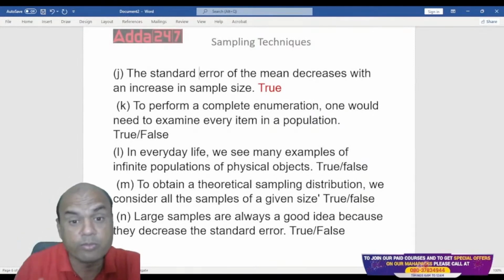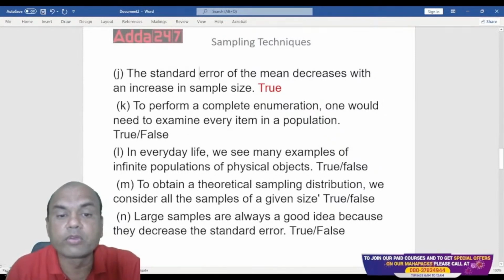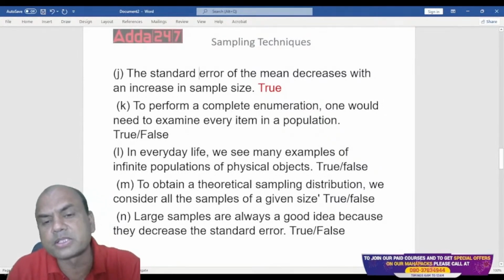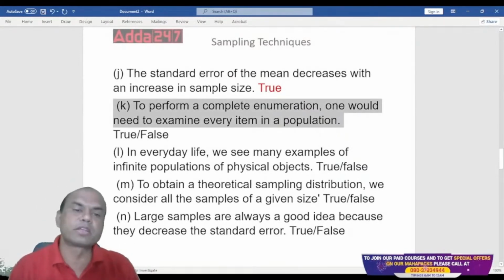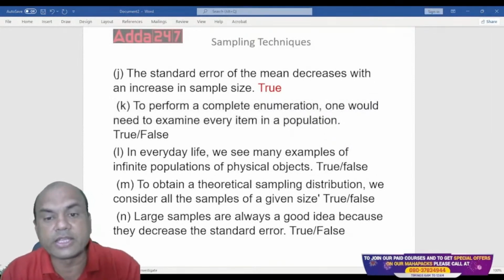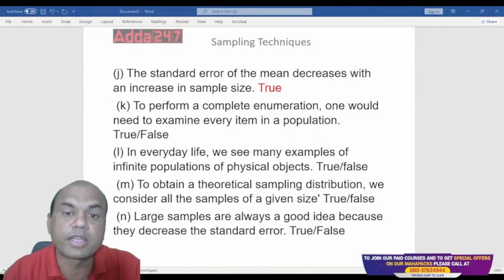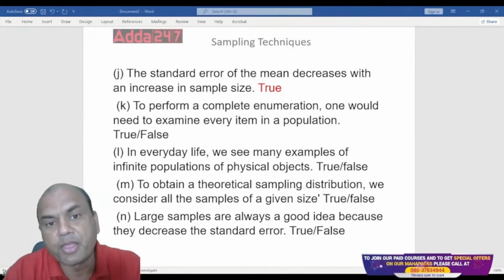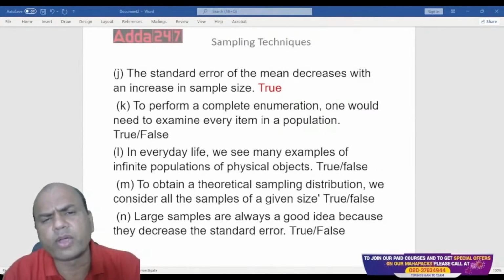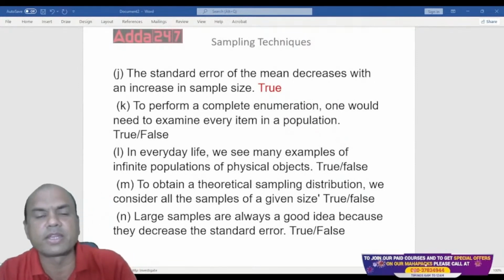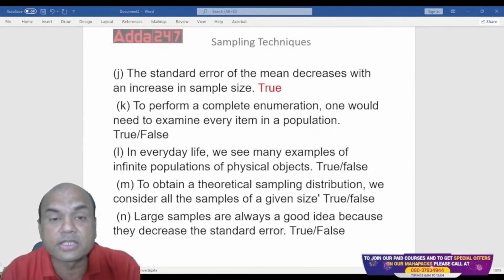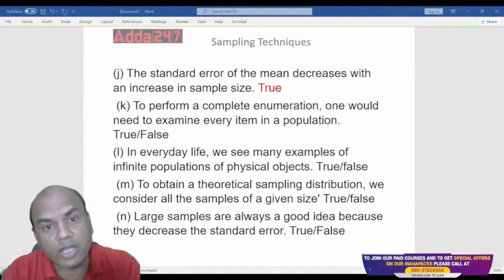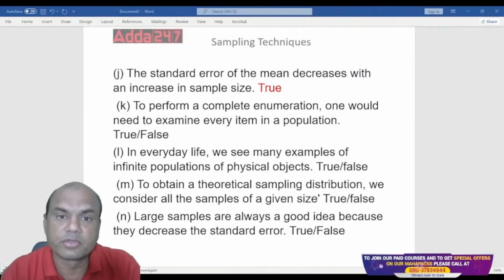Okay. To perform the complete enumeration, one would need to examine every item in the population. Means to do some survey. It's that simple. Suppose I have to do some survey, so will I have to survey each and every element of that sample size? Suppose I have been told to find out the average salary in any city, in Delhi, let's say. Will I have to take the sample of each and every person in Delhi? Will I have to go to each and every house in Delhi and ask them, what is your salary?